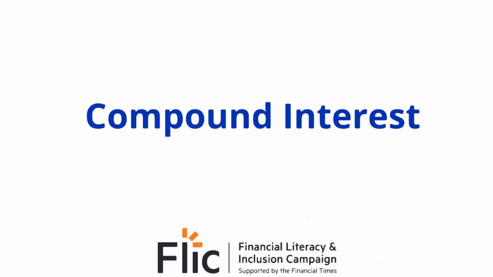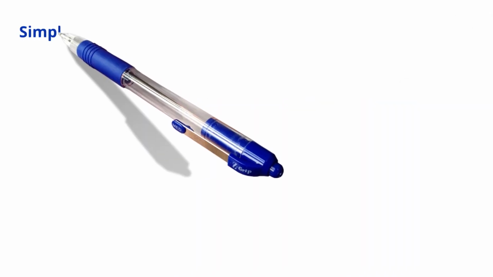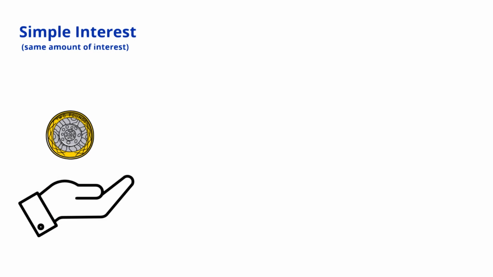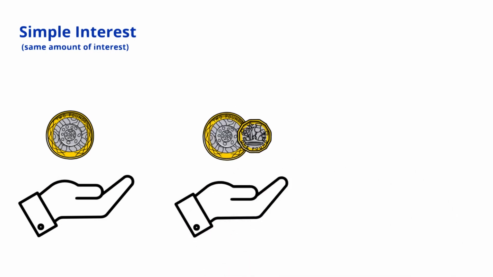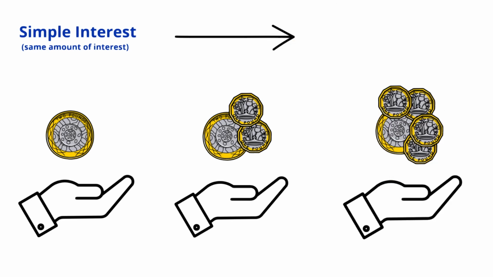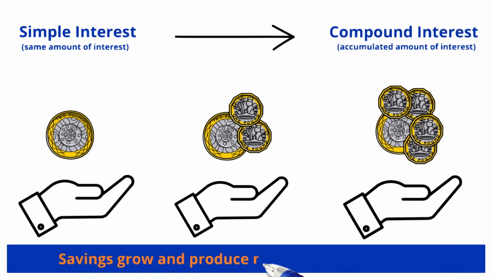Compound interest, making your money grow faster. You might have heard of simple interest, where interest is calculated only on your original deposit. But what if you could earn interest on both your deposit and the interest you've already earned? With compound interest, savings grow and produce more interest over time.